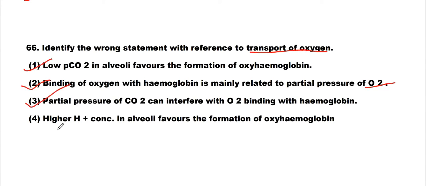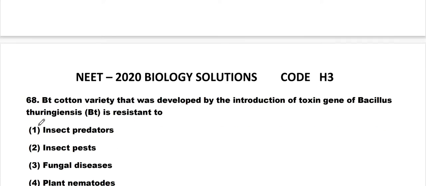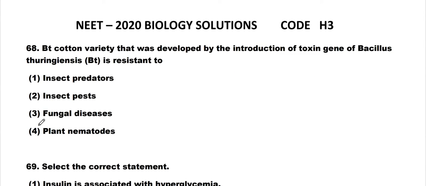This is also correct. Higher concentration of H plus ions in alveoli favors formation of oxyhemoglobin. In the alveoli, H plus ion concentrations are not more, because the alveoli of the lung maintain less H plus ion concentration. High H plus ion concentration or acidic nature is maintained in the tissues. So this is the wrong statement. Because the question was asked about the wrong statement, your answer will be 4 for question number 66. Then question number 68.